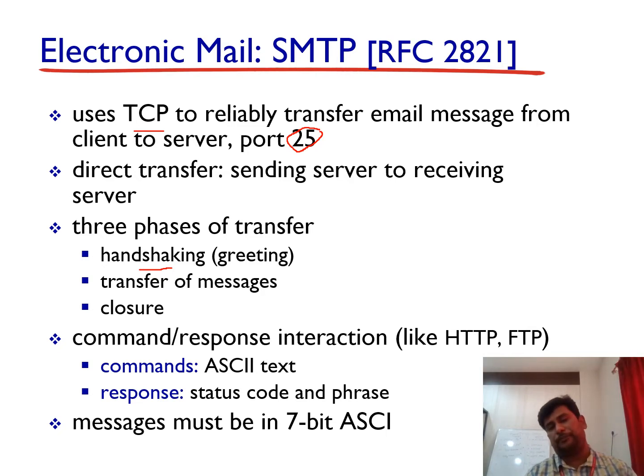closure of the connection. So what are the different types of commands, responses or interactions that happen between the user agent and the mail server? The commands used in electronic mail are also in the form of ASCII text, and the responses are in the form of a status code, which gives a number, and a phrase, which is the meaning of that particular code. The messages here must be in 7-bit ASCII code.